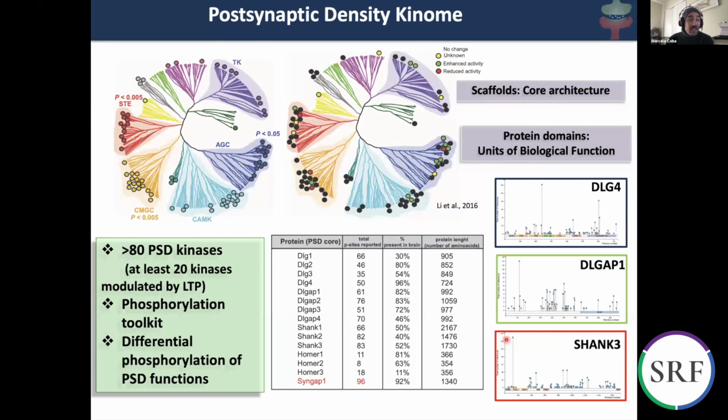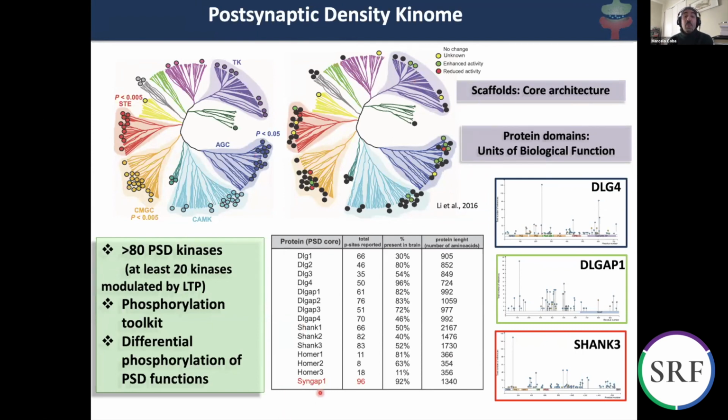You have more than 80 protein kinases at the PSD. This is a depiction of the mouse kinome. You have more than 500 kinases, and each circle is a kinase that is present at the PSD. The color code indicates what happened with that kinase after an induction of LTP, or we have data from different patterns of synaptic activity as well, whether this kinase is upregulated or downregulated. So we have a pretty good idea what is happening after synaptic activity with many of these kinases.